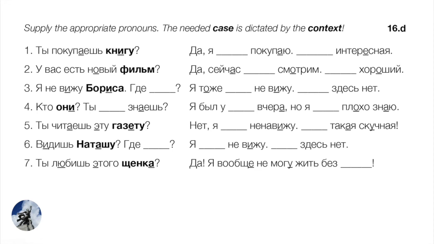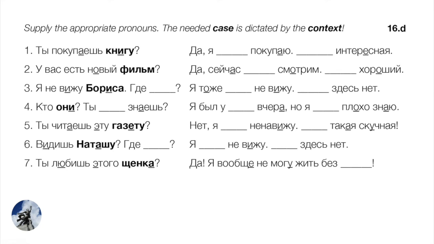Number six. Видишь Наташу? Do you see Наташа? Где? Where is she? Okay, we need a subject. Где она? I don't see her. Accusative. Я ее не вижу. Again, she's not here. Now we need the genitive with this tricky нет plus the genitive construction. Ее здесь нет.